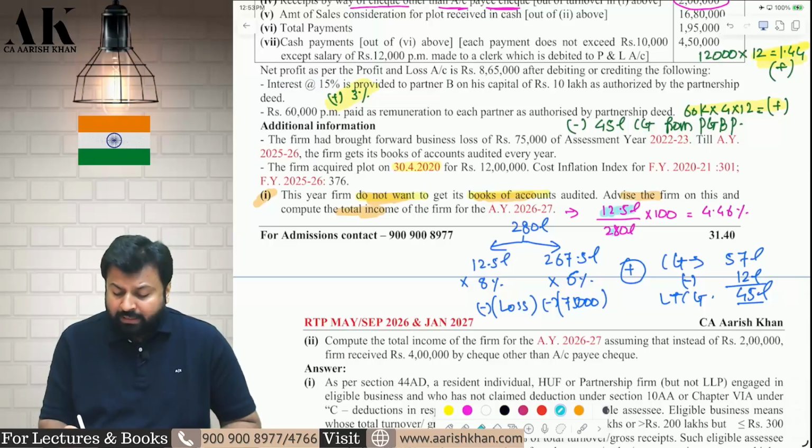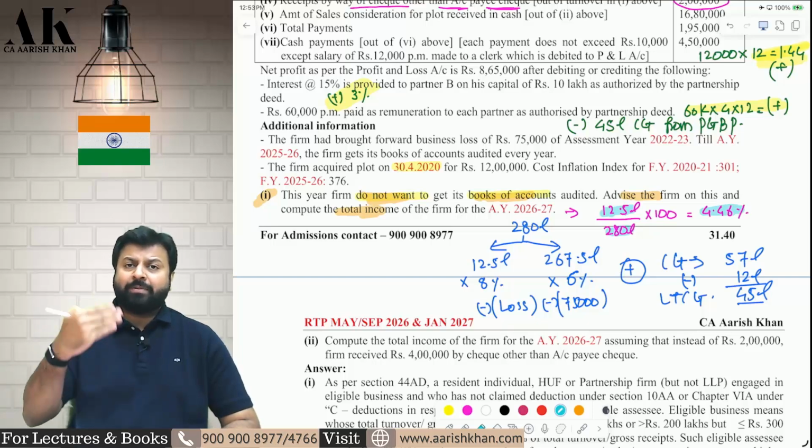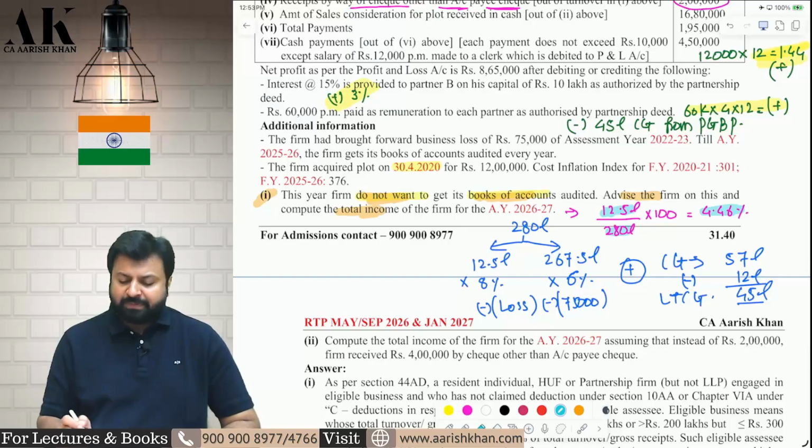And what is your total turnover? 280 lakhs. This is 4.46%. Therefore, you are well within the range of 5%. Therefore, you can go for 44AD. Therefore, audit not required. Now, compute income as per 44AD.